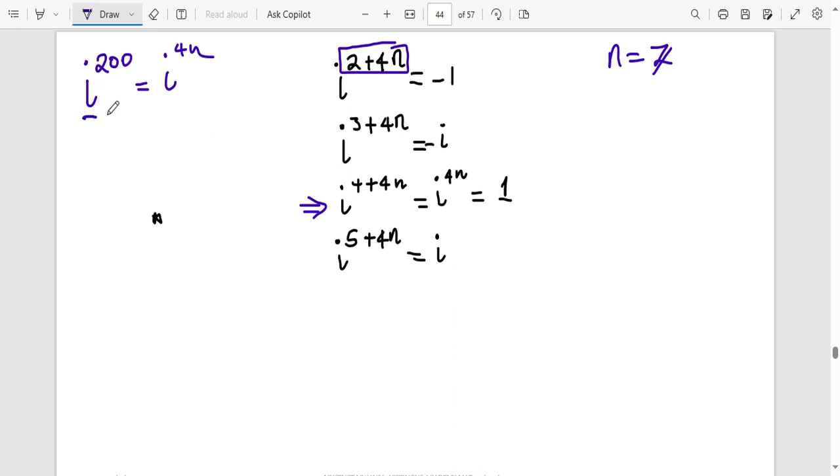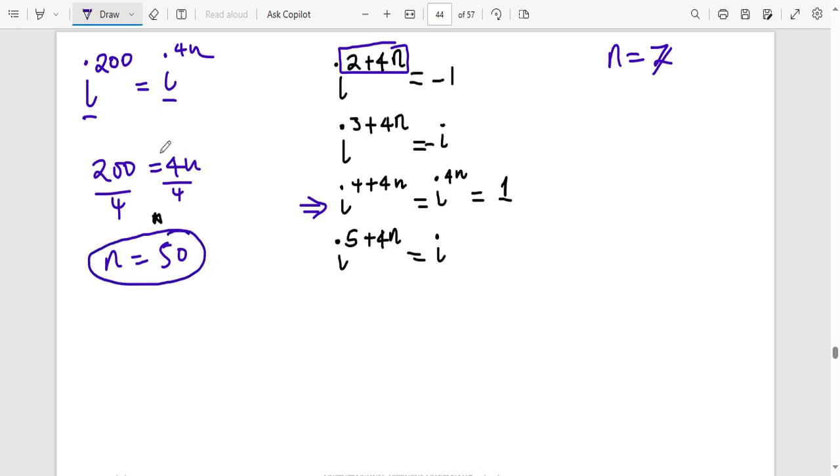So since the bases are the same, the powers should also be the same. So I'll say 200 is equal to 4n. Let me divide both sides by 4. It's 50. So you've seen I found the whole number, right? Meaning that i to the power 200 is actually equal to 1.